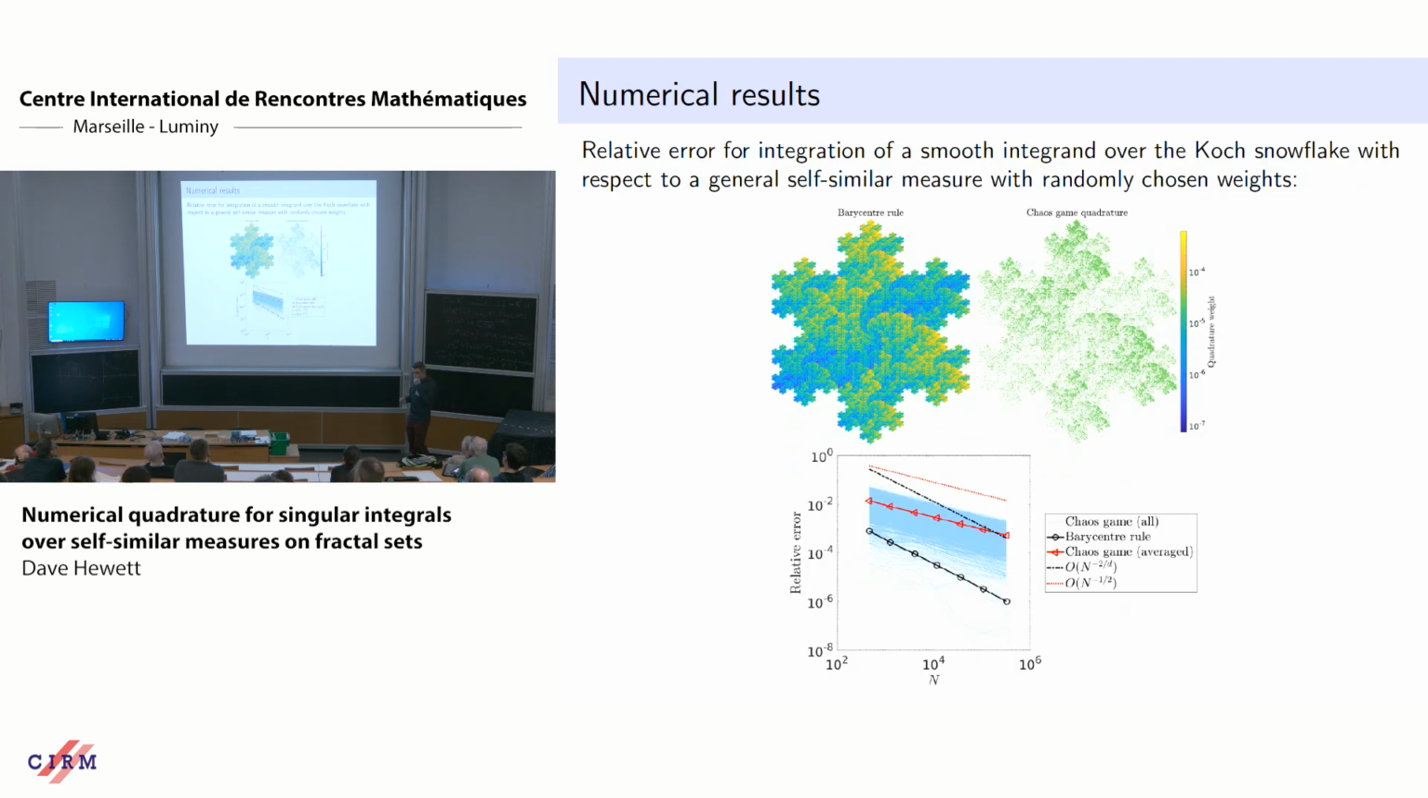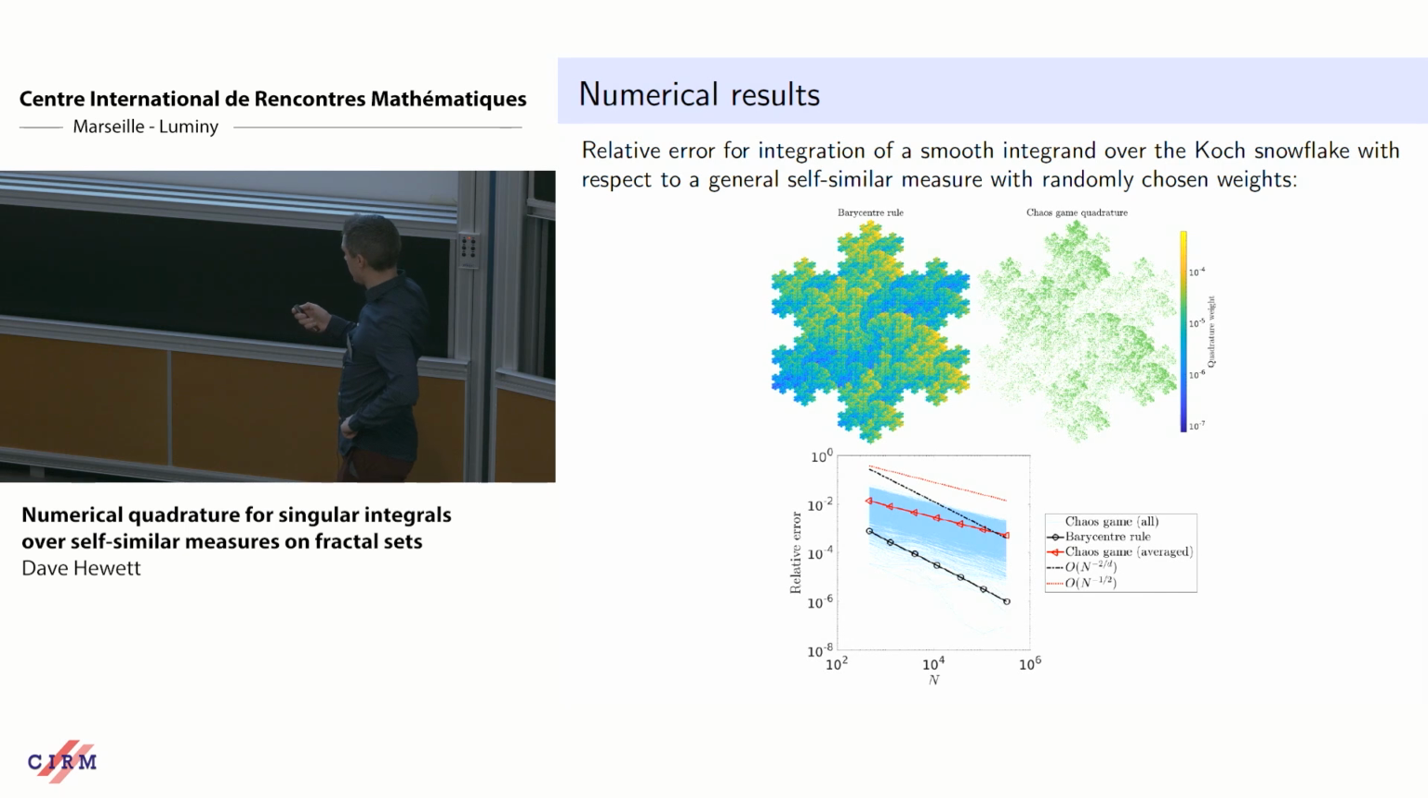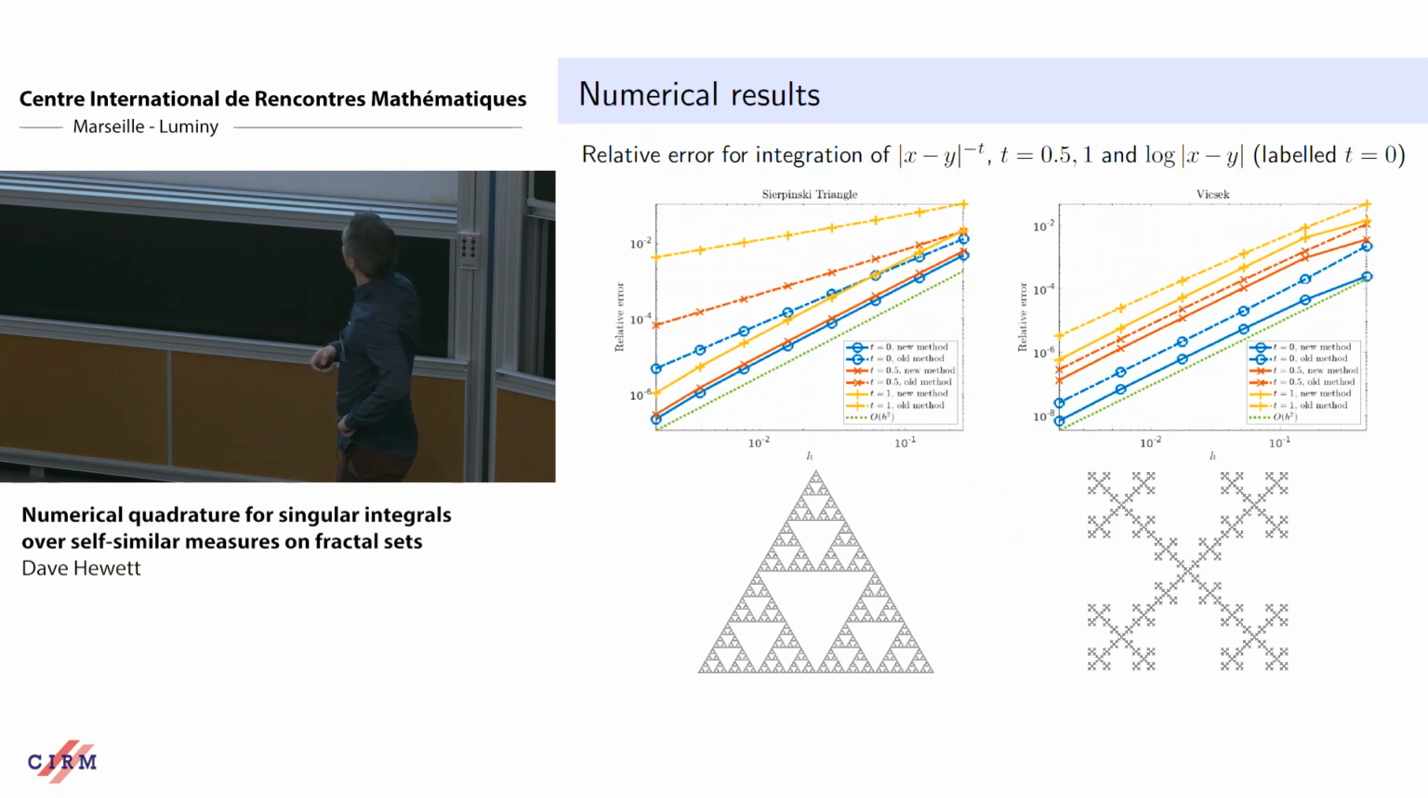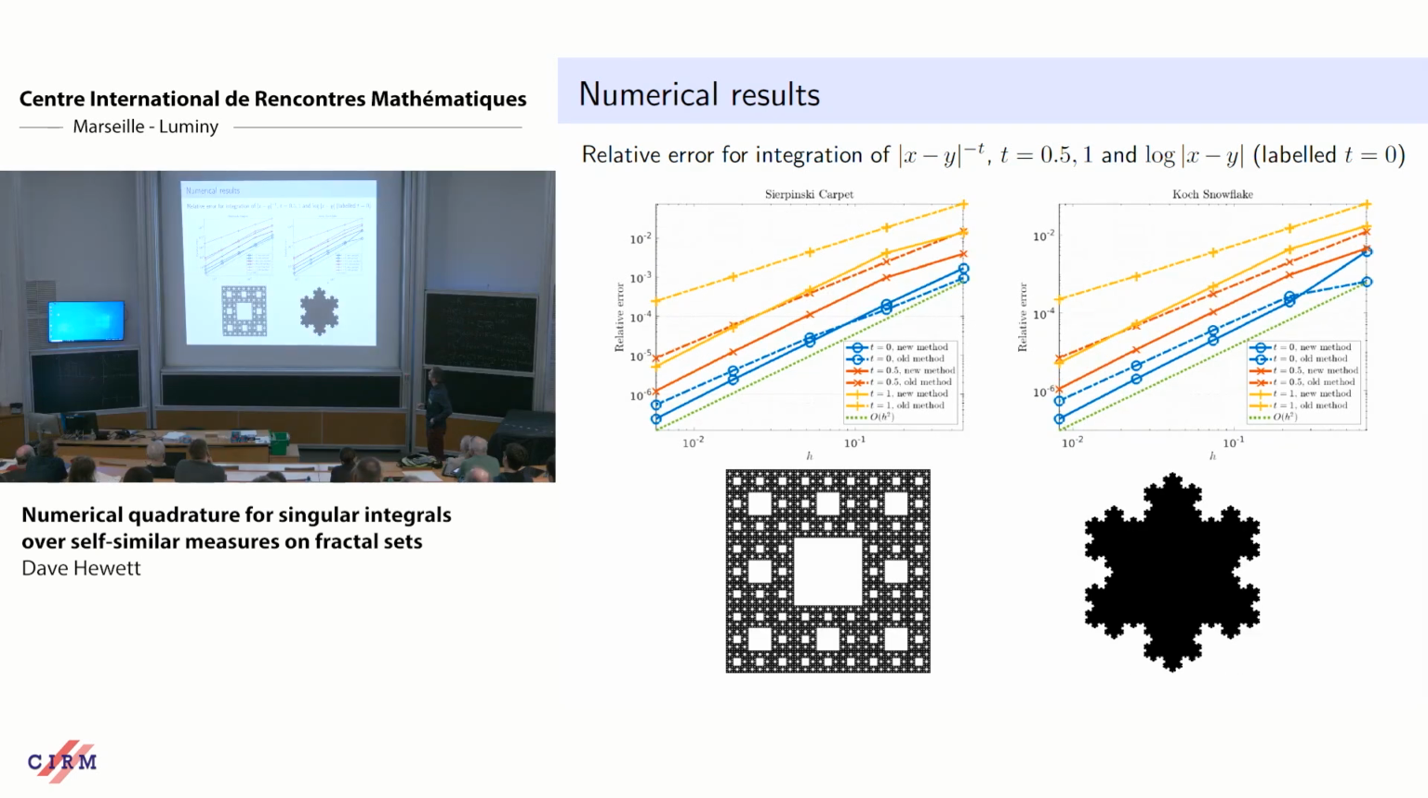And then here are some results for a non-standard, so a self-similar measure on the Koch snowflake with randomly chosen weights. And again, we get a nice convergence. We did a comparison with some Monte Carlo approach. And then this is for the non-disjoint case. There's a lot of things here, but basically with this method, we get our order h² accuracy, even for these cases where we have non-disjointness, close agreement with the theory and the numerics.